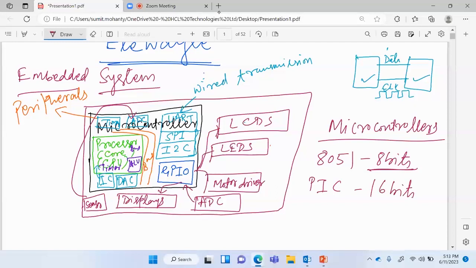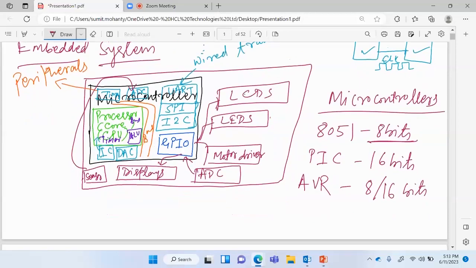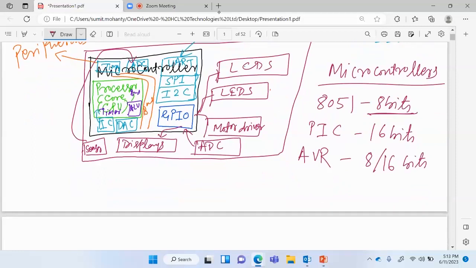We can have the AVR. This is very popular because it is used in the Arduino or your ESP. They all use this one, Alf and Vegard's RISC processor. This is available in 8 and 16 bit variants. In the 8051, this is something called a CISC based microcontroller. CISC means complex instruction set.